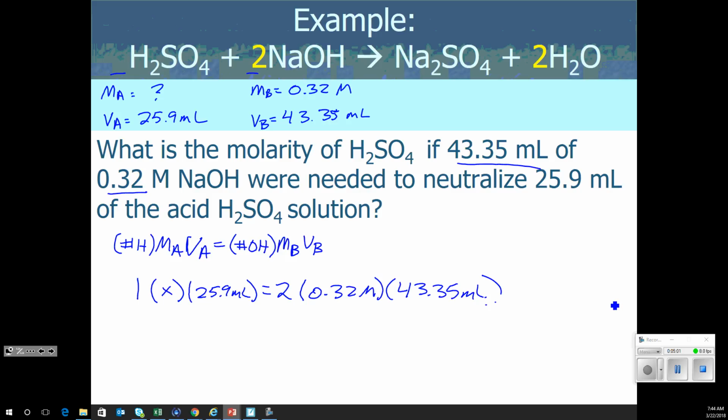Okay, at this point, basically the 1 I can ignore, right? And I'm going to divide both sides by the 25.9 milliliters. Over here, the milliliters will cancel. Over here, the mLs cancel. And then we can just plug it through, and this gets me my MA. Somebody's got a calculator quick and throw that through for us. We'll get an answer.